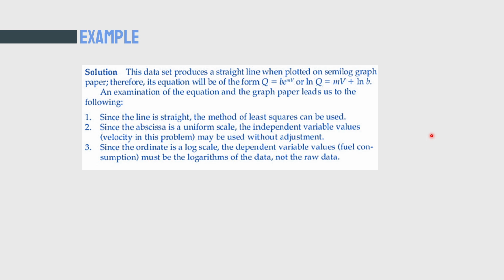Now, we have a uniform scale. The independent variable values, velocity in this case, may be used without adjustment. Since the ordinate is a log scale, the dependent variable values, which is fuel consumption, must be the logarithms of the data, not the raw data. So you've got to have the ln B or the log B and so on.